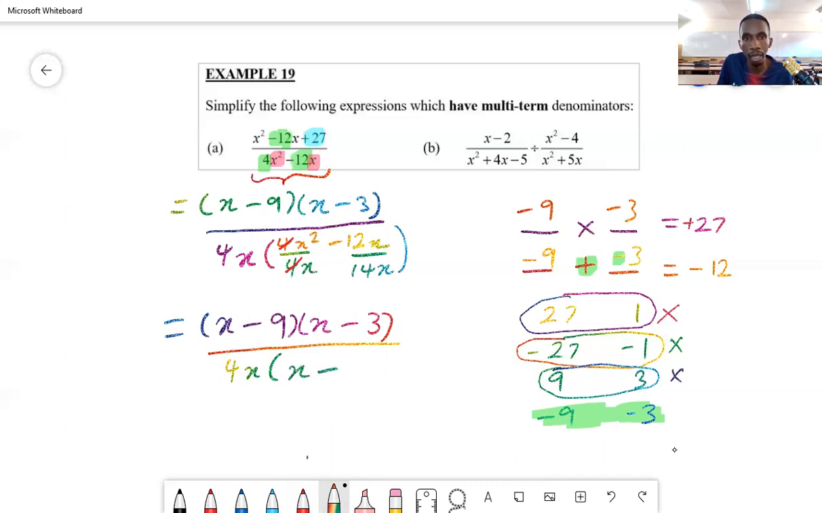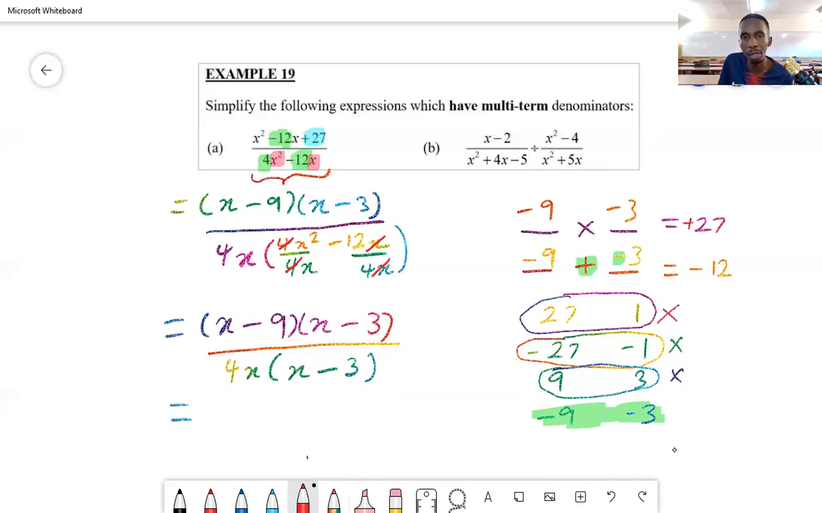Negative 12 divided by 4, I made a mistake here. This is supposed to be 4, not 14. Negative 12 divided by 4 will give us negative 3. Then the x's will cancel. We are simply left with negative 3. Then the x minus 3 and x minus 3.